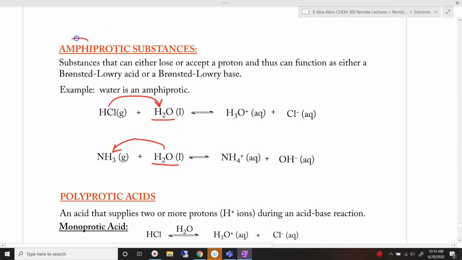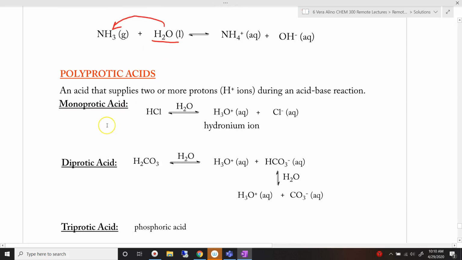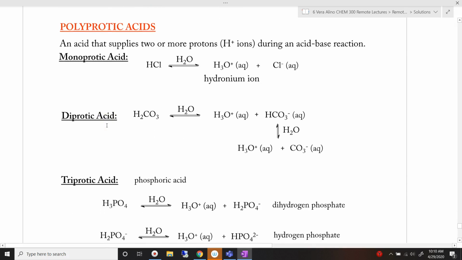Amphi because it can go both ways, like your amphibians can go both land and water. Protic because it can either lose or accept your proton. All right. So the HCl acid that we have commonly seen can only donate one proton because this is a monoprotic acid, meaning to say it can only supply one proton. But there are other acids that can supply two or more protons. It has that capability of supplying more.